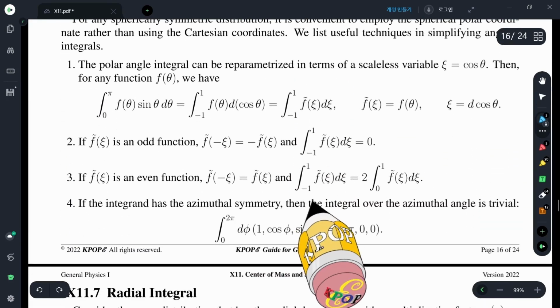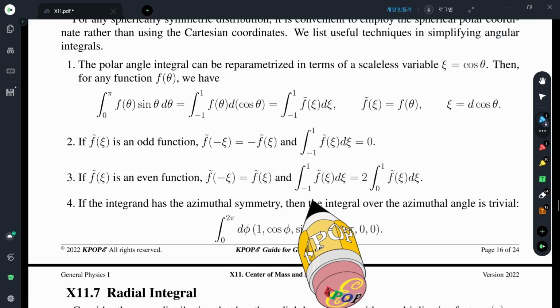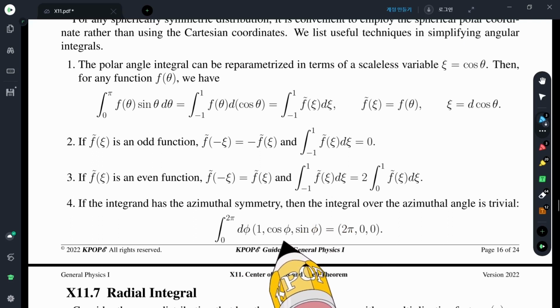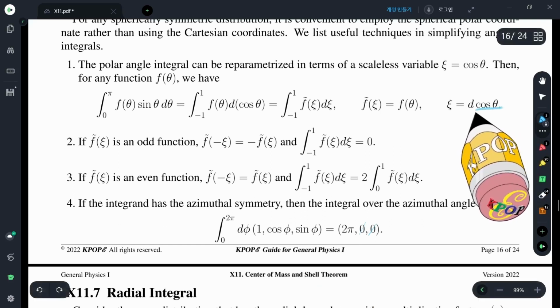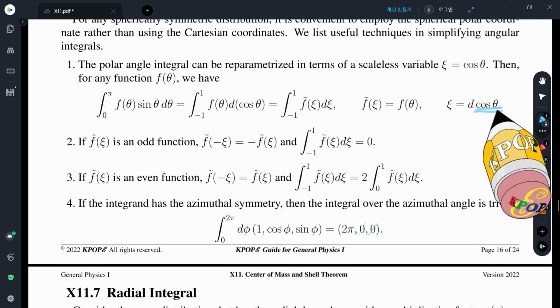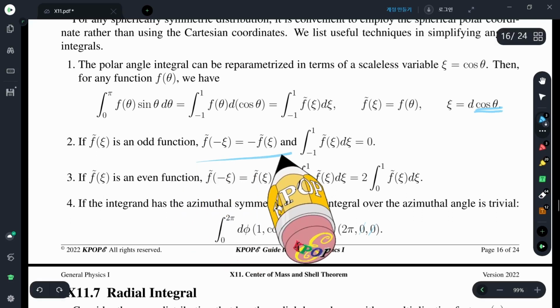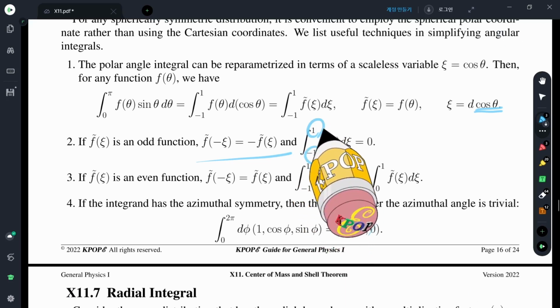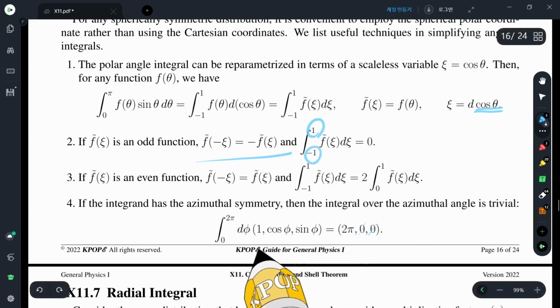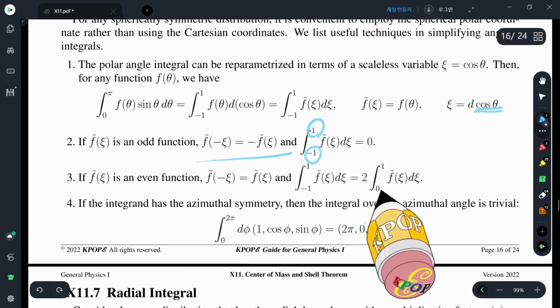As I told you previously, the angular integral becomes very simple. The azimuthal angle, for a constant, gives 4 pi, but for either cosine or sine phi, it is always vanishing. And in the polar angle case, if we write the polar angle dependence in terms of cosine theta, it's easy to analyze the integrand as an odd function or even function. If it is an odd function, because the integral goes from minus something to plus something, the integral vanishes exactly. In the even function case, it becomes double the integral from 0 to the maximum value.